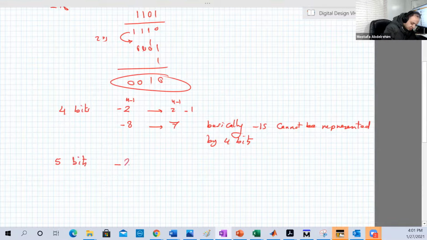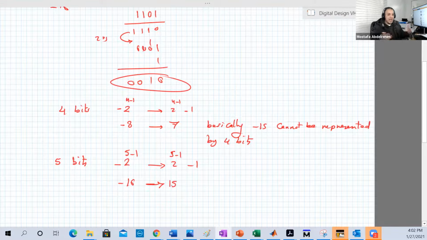So we can represent 2 to the power 5 minus 1, 2 to the power 5 minus 1 minus 1. This is 2 to the 4, which is minus 16. And this is 2 to the 4 minus 1, which is 15. So we can represent minus 15 using 5 bits.